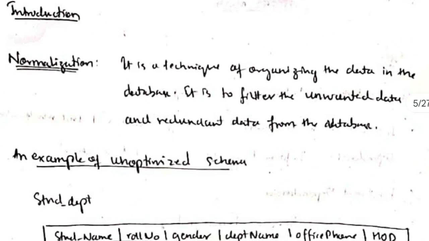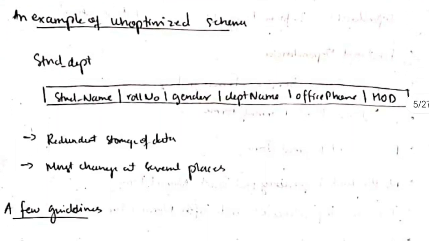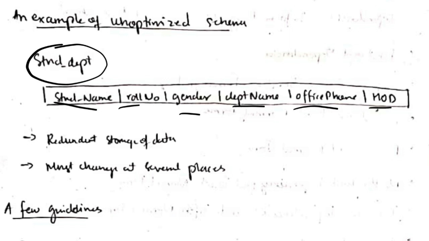It's a technique of organizing the data in the database, and it is to filter the unwanted data and the redundant data from the database. That's known as normalization. To carry this out, let's consider an example: student department. In this relation, what you can see is student name, roll number, gender, department name, office phone number, and HOD.